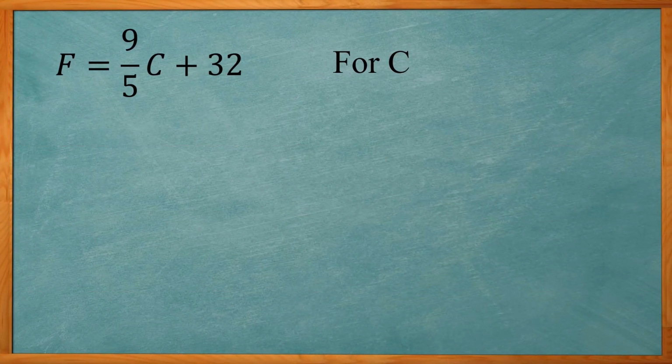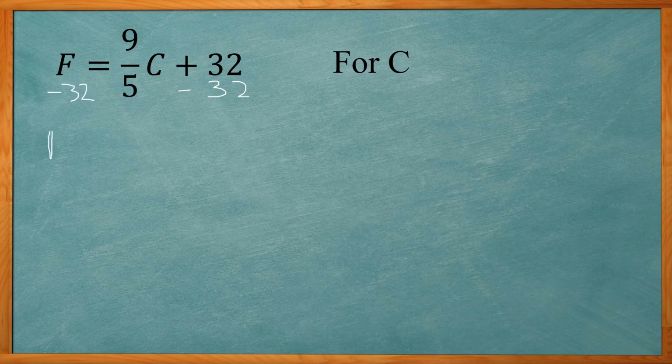So in this one we have f equals 9/5 c plus 32. We want to solve for c. So I'll go to the side that has the variable that we want to solve for, get rid of anything that's being added or subtracted first. So we got plus 32, so I need to subtract 32 from both sides.